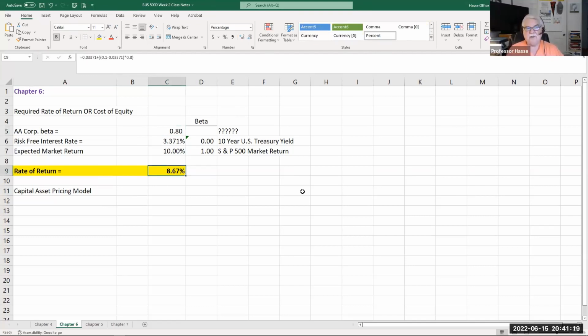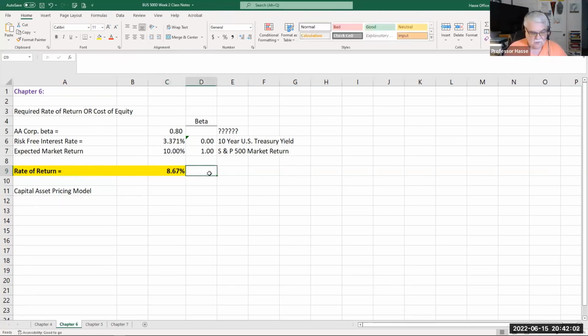It takes the risk-free interest rate and adds that rate to what is called the market premium. The market premium is the difference between the market return and the risk-free rate. That's called the market premium. And that amount is multiplied by the beta of the specific company. So if I take 3.371%, add that to the difference between 10% and 3.371% times 0.8, I get 8.67% expected return.